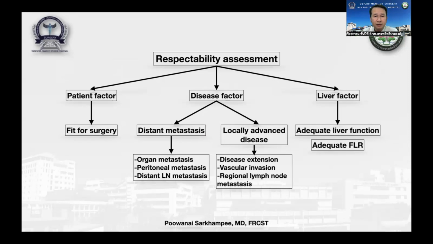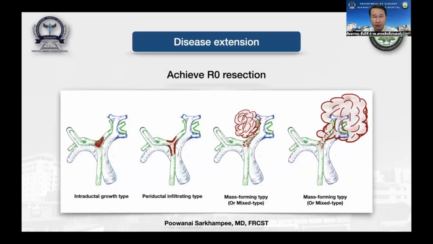For the patient's resectability assessment, if the patients have no metastasis, we will look at the local regional assessment. In the step of local regional assessment, we will look at the disease extension, vascular invasion, and regional lymph node metastasis. For disease extension, we will look at whether we can achieve R0 resection or not in this case. R0 resection, I mean distal margin and proximal margin. For the distal margin, we can achieve R0 resection by just bile duct resection or not, or we must perform HPD in this case. And for the proximal margin, we need an adequate resection margin to achieve R0 resection.